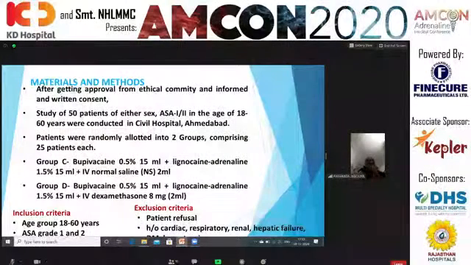Material and method. After getting all formalities done, I have chosen 15 patients according to inclusion and exclusion criteria. I have included the ASA 1-2 grade healthy group, 18 to 60 years of age, who need elective surgery. In exclusion, I excluded cardiac, renal, hepatic failure, people who have comorbidity, and most importantly people who refused surgery. So basically, I have divided them into group C and D. In group D, I give bupivacaine 0.5% 15 ml and lignocaine with adrenaline along with my study drug, IV dexamethasone 8 mg, which is 2 ml. In group C, I give other than dexamethasone.